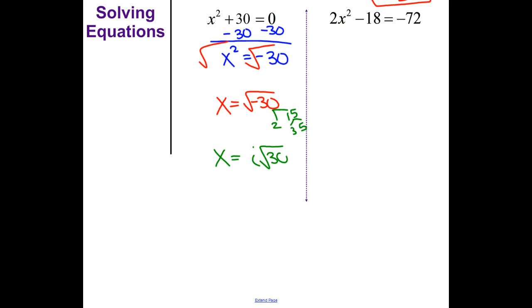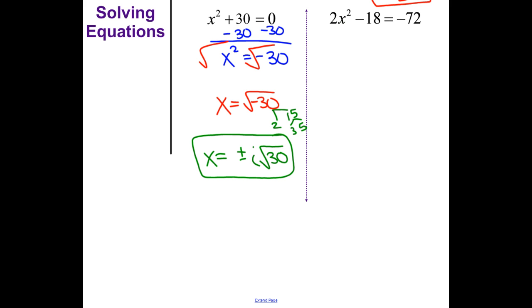Now the trick here is I'm putting this into a squared. That means I need to look at, can I put in positive numbers and square a positive number? Well, yeah, I can. I can also square a negative number. So that means that this is really going to be plus or minus i square root of 30. So x is going to equal plus or minus i square root of 30.